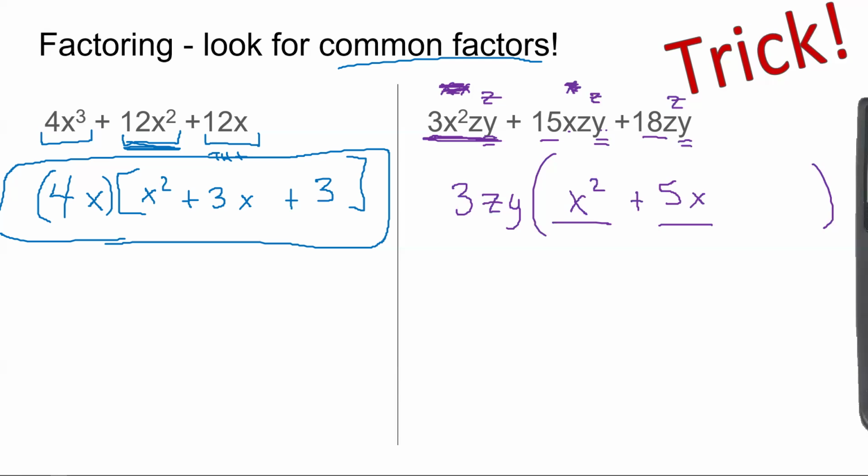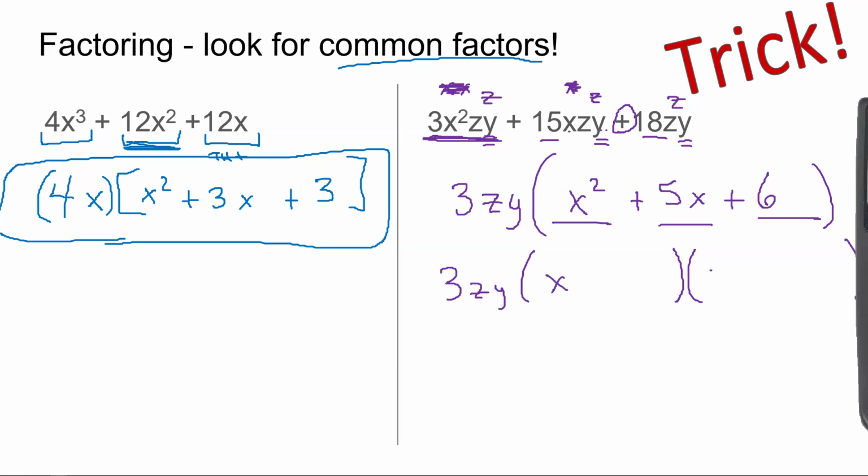And then in the last place, it's positive as well, so we'll put that here. I need something times 3 to give me 18. That's going to be a 6. And zy. I've already got all the variables. So we're down to here. And it may be possible to factor that stuff inside the trinomial there.